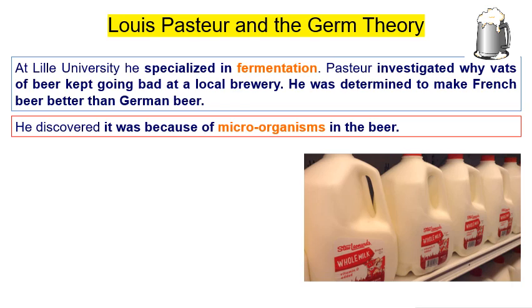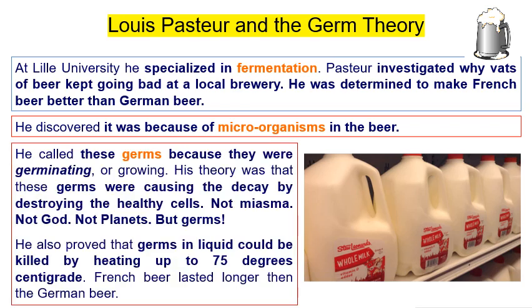What he discovered when he analysed the liquids with his microscopes and his scientific methods was that there were these little things germinating, these little organisms that were growing from one sample to the next, getting bigger and bigger and spoiling the beer. And he called them germs because they were germinating, growing, just like a seed in the ground germinates and grows. These things are doing this in the liquid. So it was germs which were causing healthy cells to become destroyed. Not miasma, not God, not planets, nothing else, just germs.